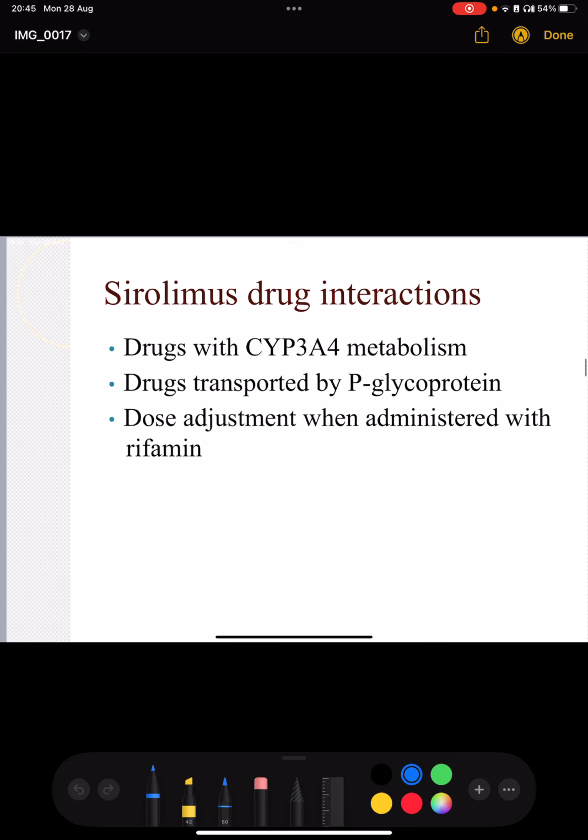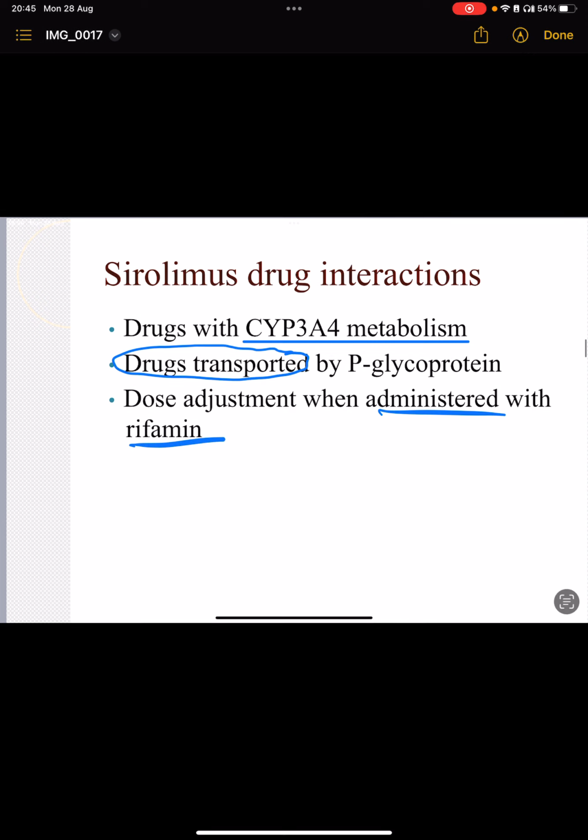Let's look at its drug interactions. If any drug has CYP3A4 metabolism, then it is going to compete in its metabolism with sirolimus. So there's an interaction for you, a pharmacokinetic interaction. Drugs transported by P glycoprotein also have this interaction with sirolimus. Oh, and I should have written it in the ADME that sirolimus is transported by P glycoprotein. It is bound to albumin, but it is transported by glycoproteins. And its dose needs to be adjusted when administered with rifampin. Those are its drug interactions.